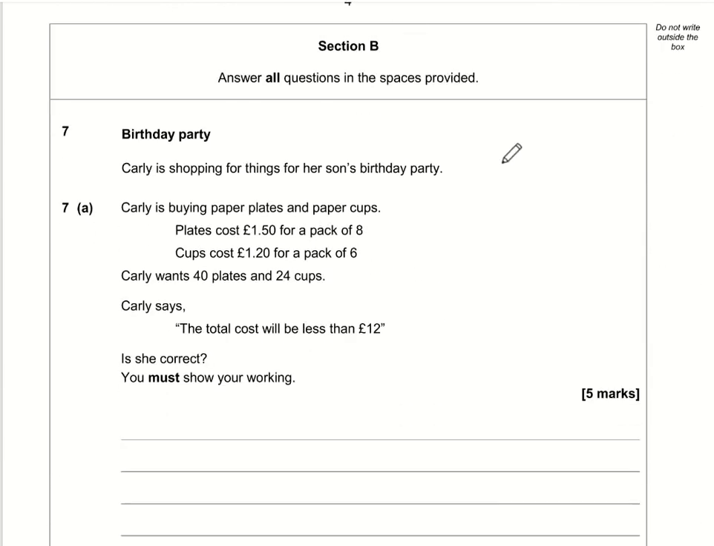Okay, let's look at section B then. So Carly is buying paper plates and paper cups. Plates are packs of 8 and cups are packs of 6. So if she wants 40 plates, how many 8s go into 40? Well, 40 divided by 8 is 5. So she needs 5 packs of plates.